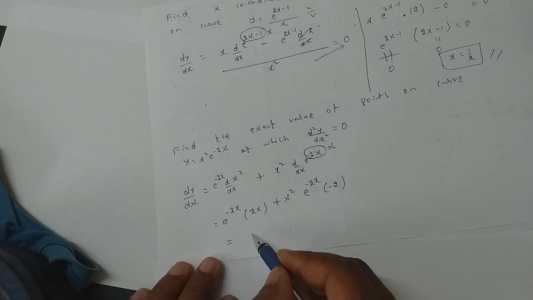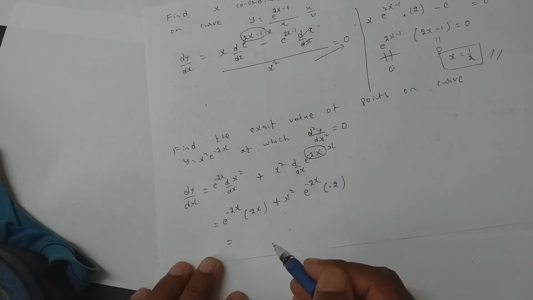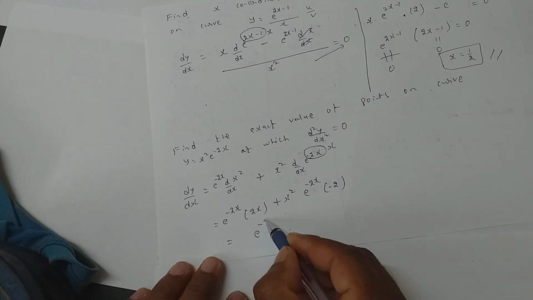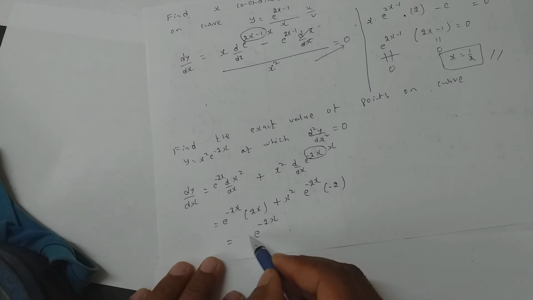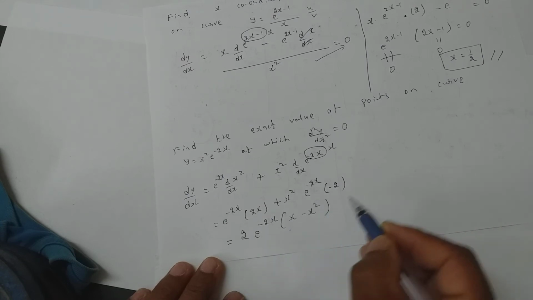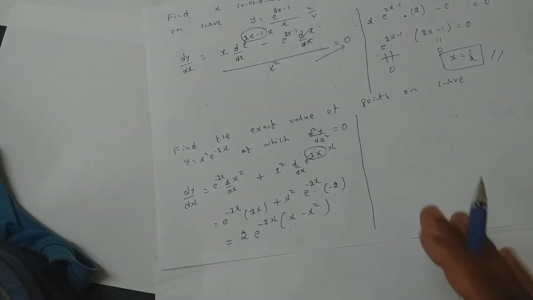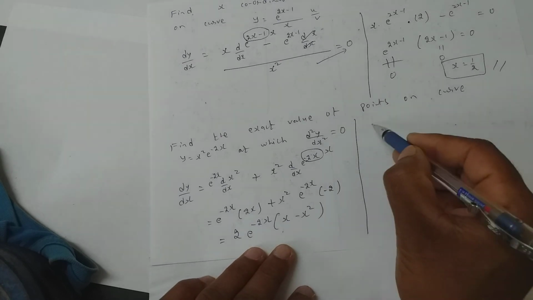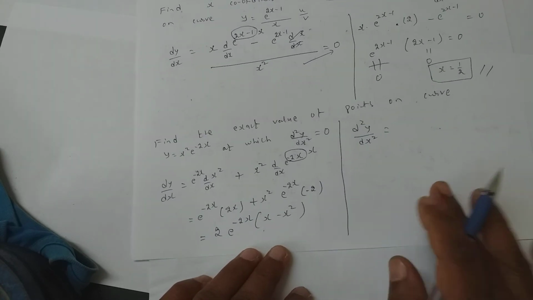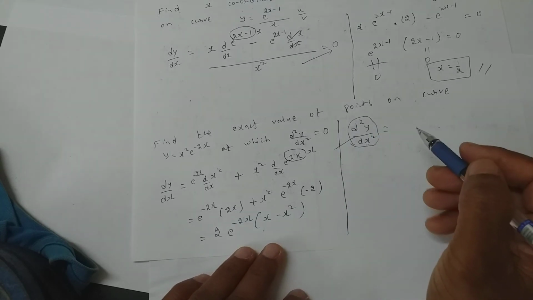So it becomes, can I take anything common here? So I can take e power minus 2x common along with 2 as well. So it becomes x minus x square. I can also take x common, then it becomes difficult. So I did not take x common. Now I need to find d square y by dx square. If I take x common, while differentiating again it will be a problem.